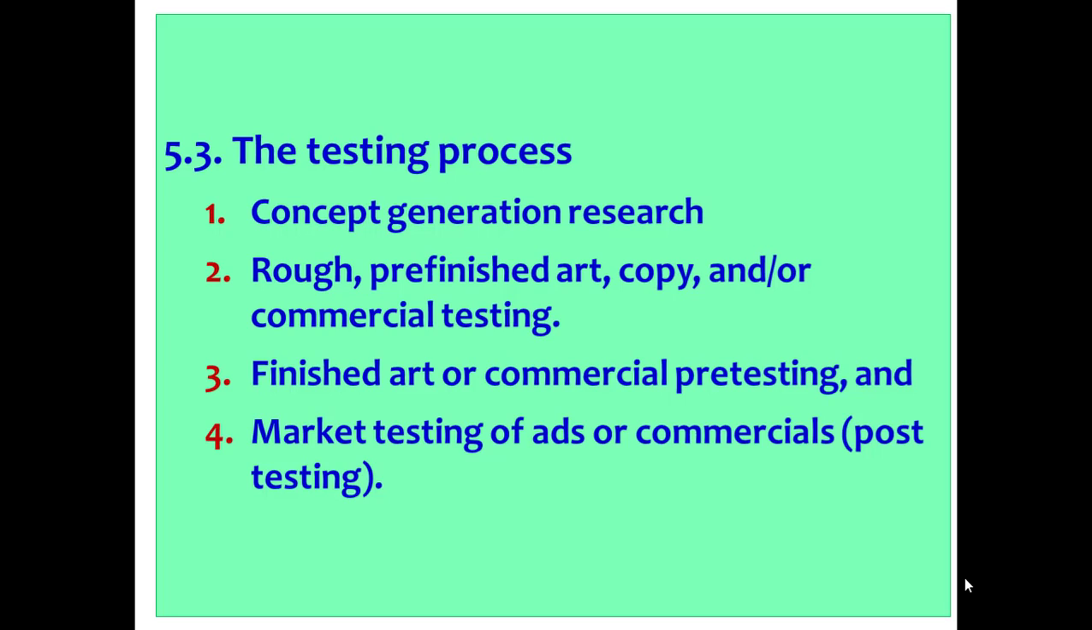The third objective deals with the testing process. So in this case there are 4 steps here. We undertake the testing process. We start the testing process at the concept generation research, then rough pre-finished art, copy, and other commercial testing. The third step deals with finished arts or commercial pre-testing, and the last one is market testing of arts or commercials, like post-testing.